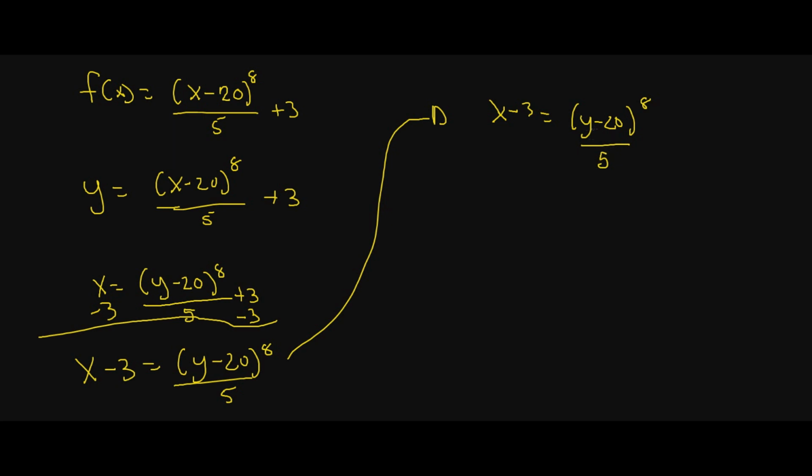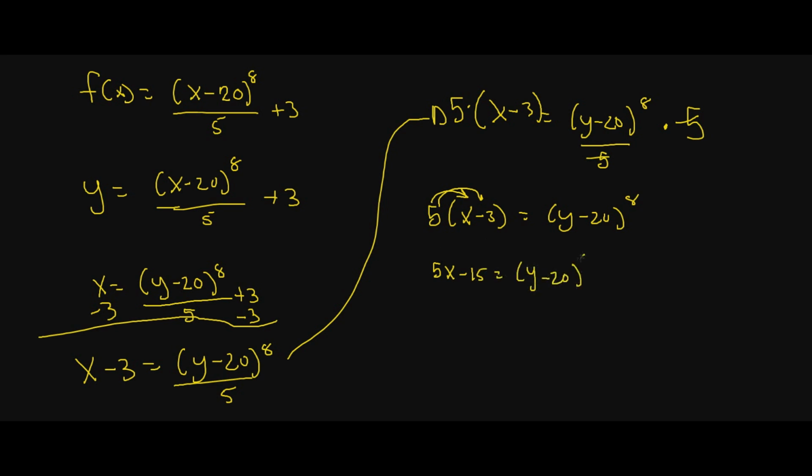All right, my friends. Now, what do we do to get rid of the division by 5? Well, you multiply by 5 on both sides. So multiply the 5 on both sides, my friends. Boom, boom. We get 5 times x minus 3 is equal to y minus 20 raised to the 8th. Now, you don't have to, but if you want to, you can distribute across. 5 times x is 5x. 5 times negative 3 is negative 15, is equal to y minus 20 raised to the 8th.